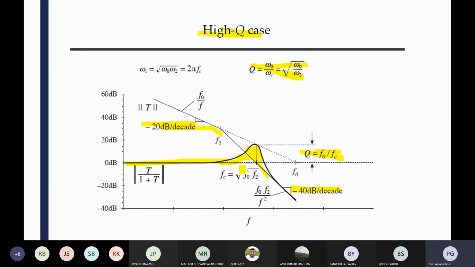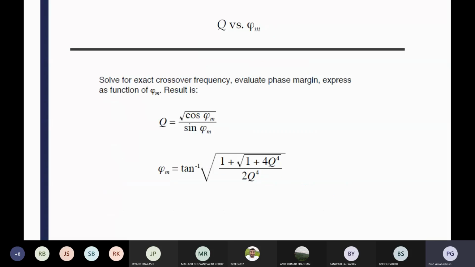Solve for the exact crossover frequency, evaluate the phase margin, and express it as a function of phi m, and the result is Q = root of cos phi m, under the whole, divided by sin phi m. So they are using some mathematical expressions with the value of Q. You can calculate that value, and you can see Q versus phi m.